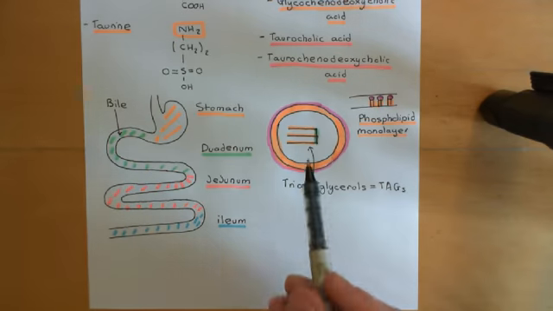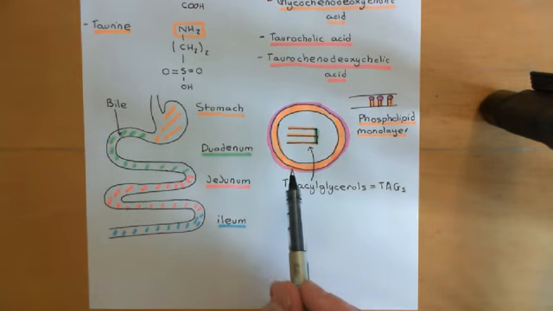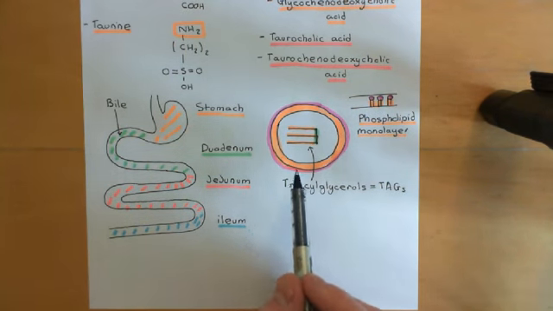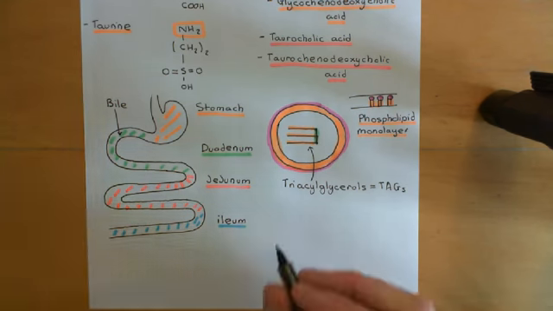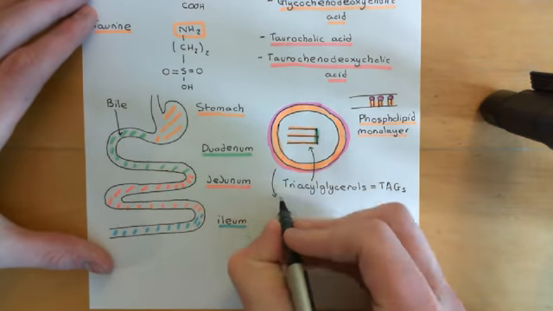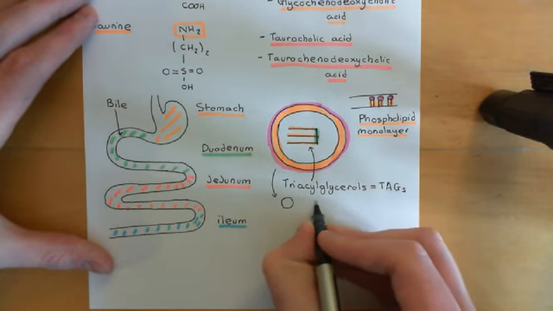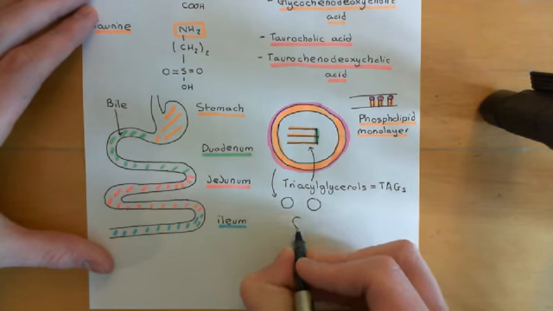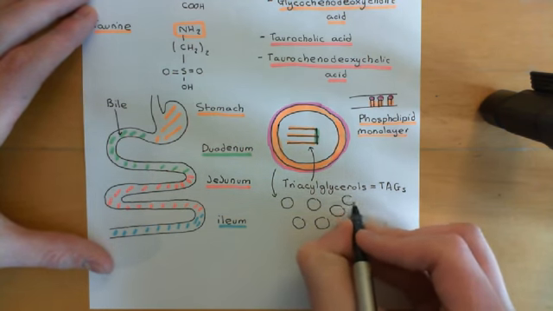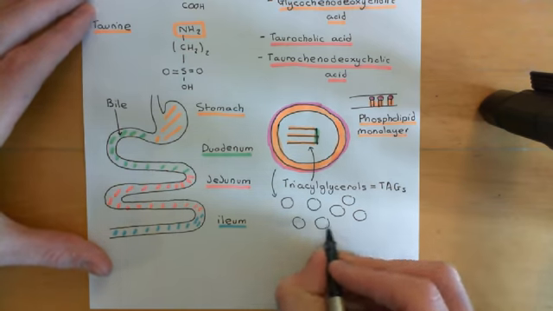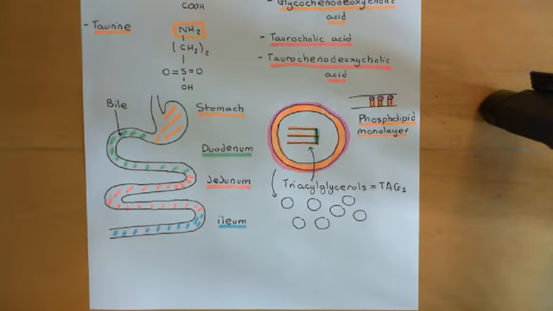Okay, but it's difficult for the enzymes to get access to the triacylglycerols when they're in these huge great fat droplets. So what we now need to do is break this massive great fat droplet down into loads of tiny little fat droplets, like so. Okay, now what's the problem with doing that? Why doesn't the fat droplet just break down into loads of tiny little droplets like so?